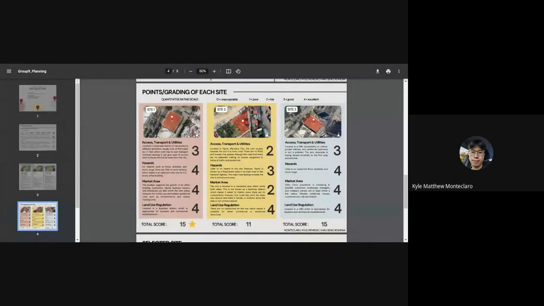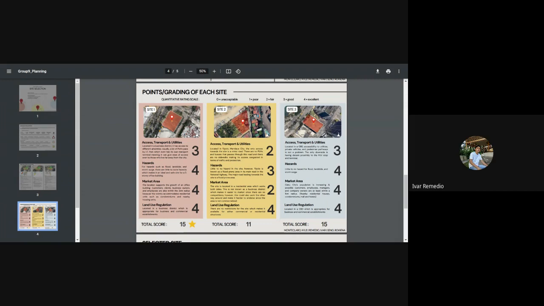Then for the market area, the location supports the growth of an office building, and customers, clients, business owners, and employees are within a 2 kilometer radius because the vicinity has residential units such as condominiums, and there are also nearby residential units. And we gave the land use regulation a 4 because it is located in a business district, which is ideal for business and commercial establishments.